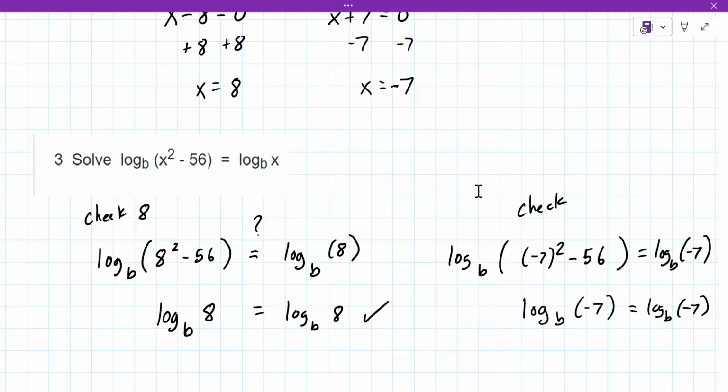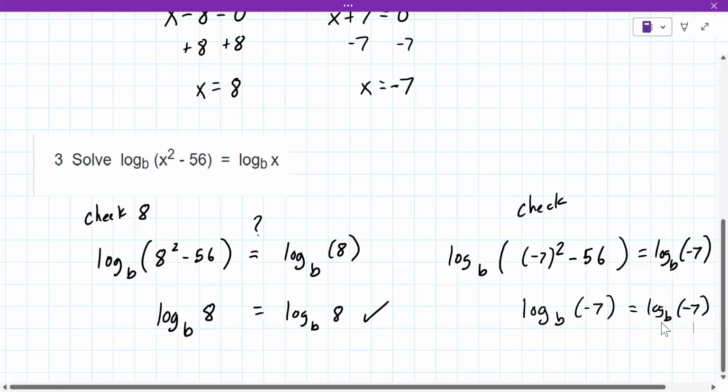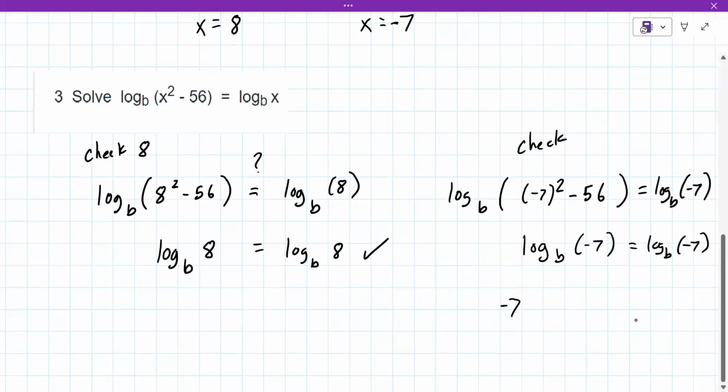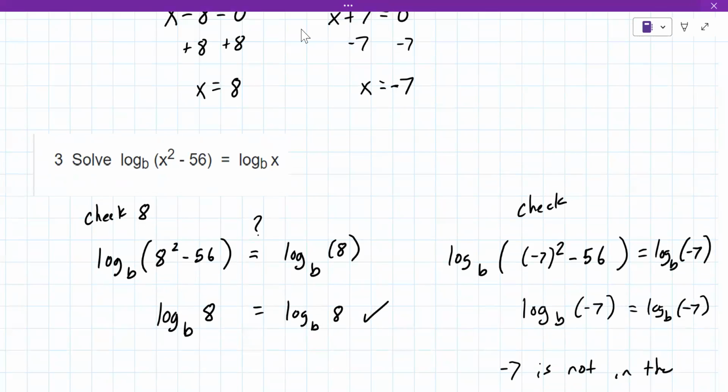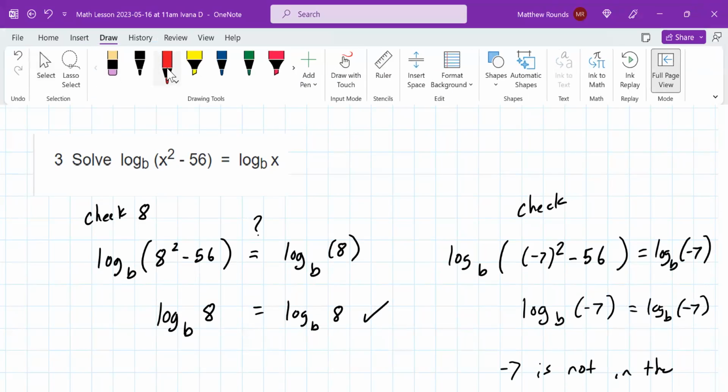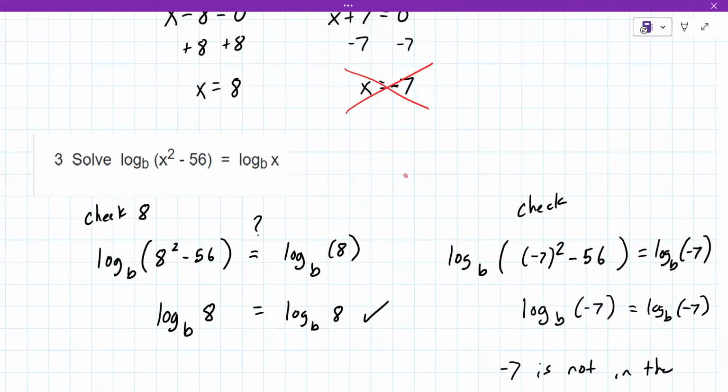And at first glance, you say, well, hey, Matthew, they're exactly the same as before. They're the same numbers. That seems okay. Problem is, -7 is not in the domain. And that's where you have to exclude this answer. This is what they're looking for. They want us to cross it out and say that it is extraneous.